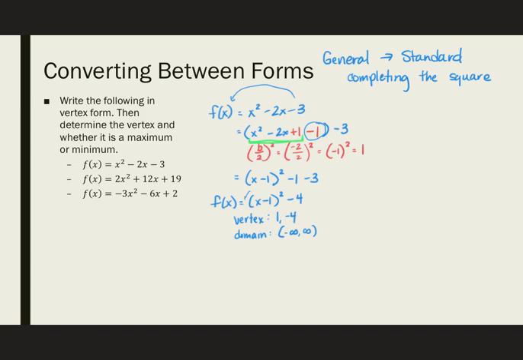I have a positive value out front, which means this is a minimum. And that should be in parentheses. So my range is going to go from negative 4 to positive infinity. Okay, and we would do the same thing on the last 3 examples. I just realized I forgot them. I apologize.